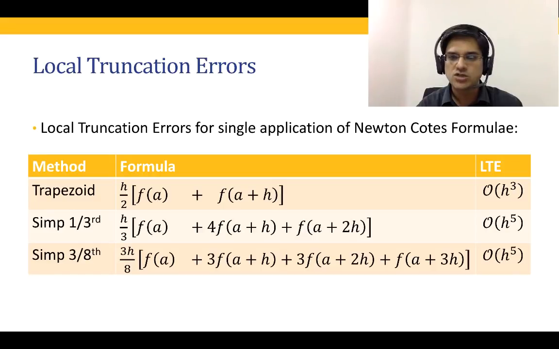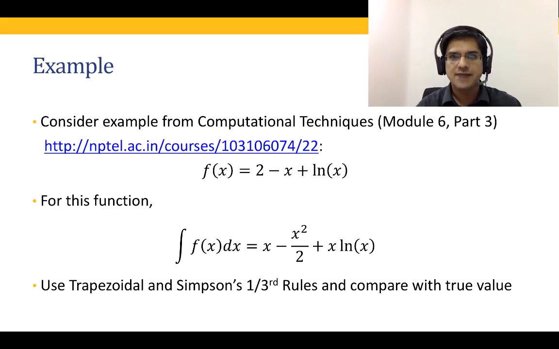Simpson's 3/8 rule is also h to the power 5 accurate. As a result of this, usually Simpson's one-third rule is more popular than Simpson's 3/8 rule, and for the simplicity of application, the trapezoidal rule is also very popular. Let's take up an example and solve that in MATLAB.